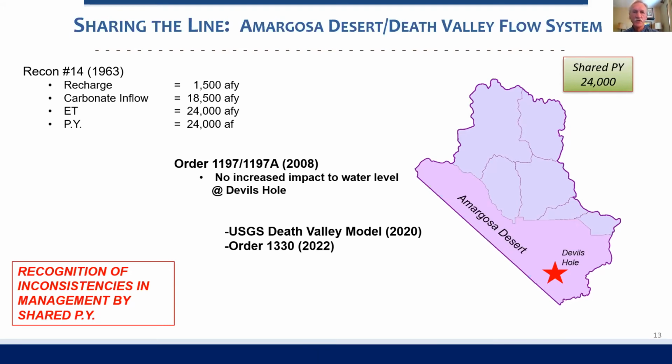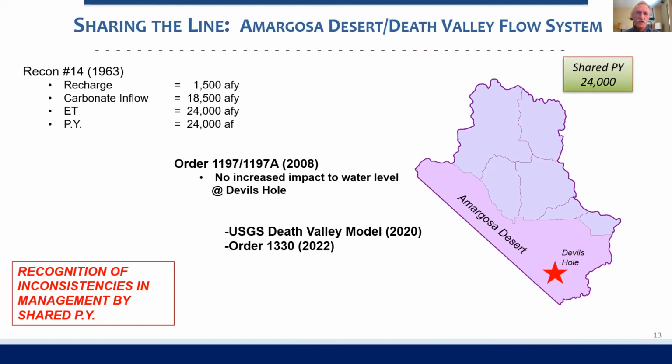So here the question arises as to whether it'd be better to dissolve the hydrographic area boundary lines and create a single management unit that's more consistent with the shared perennial yield, or would it be better to subdivide the shared perennial yield value among the 7 individual hydrographic areas?